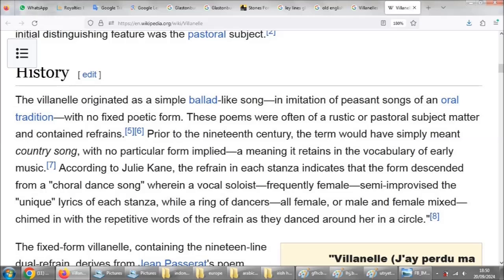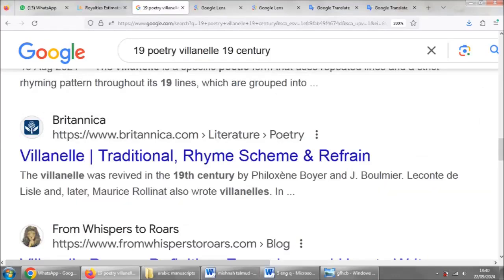And the thing is, the villanelle and the writing system became very popular in the 18th or 19th century. When you're writing poetry, this is something that you need to know. You have to understand it. In the 19th century, it's very important. Why the 19th century? Notice it's the 19th.